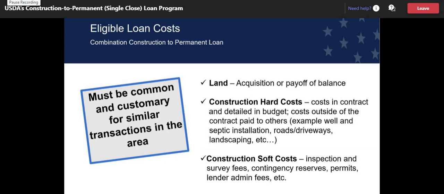Eligible loan costs. Let's take a look at them. So you can roll in the cost of the land, that's the acquisition or payoff of balance. Any construction hard costs, such as costs included in the contract and detailed in the budget, costs outside of the contract and paid to others. So in other words, if the well and septic tank are not under the same contract that the building is, obviously we can roll in those. Anything associated typically with that build project, roads and driveways, landscaping are all eligible costs to be rolled into the loan. Construction soft costs, inspection and survey fees, and contingency reserves, permits and lender administrative fees, all those are eligible costs to be rolled into that loan.